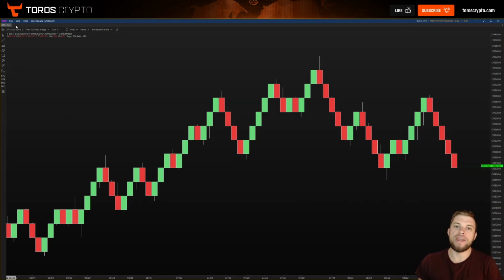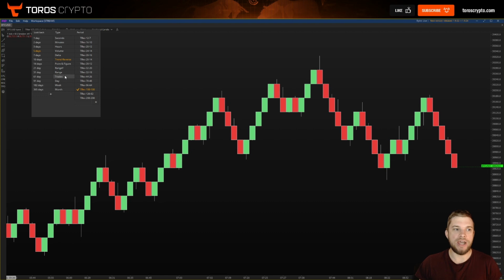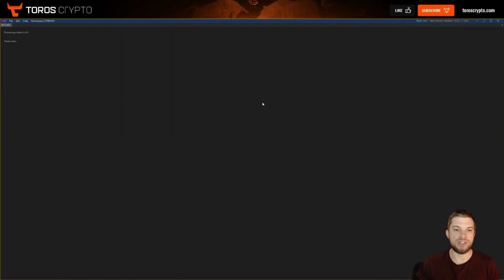So the final two range-based chart types are your range and your range Y. So if we start off here loading a range chart, let's choose range 50.